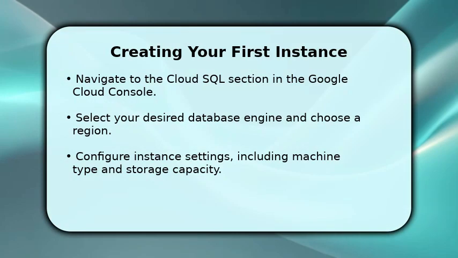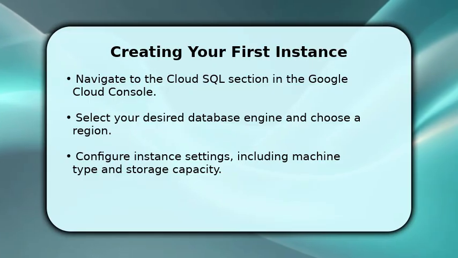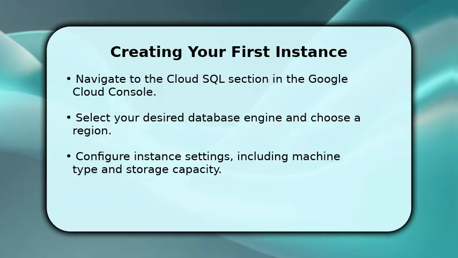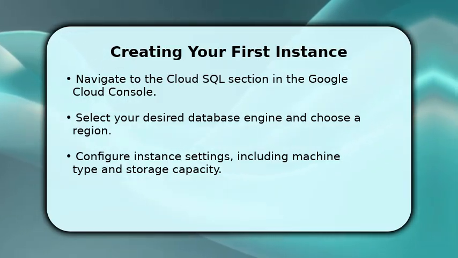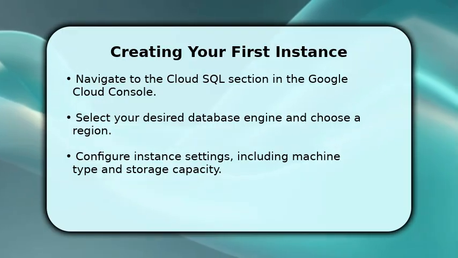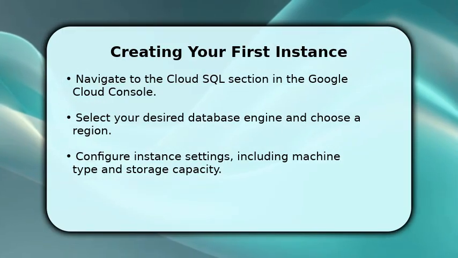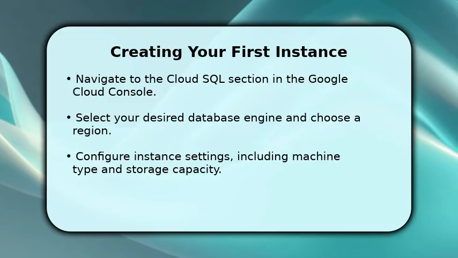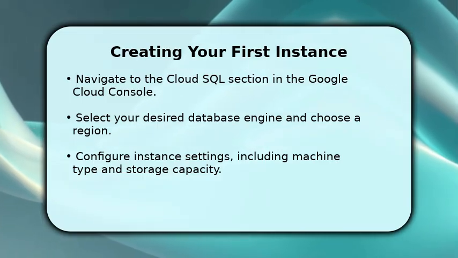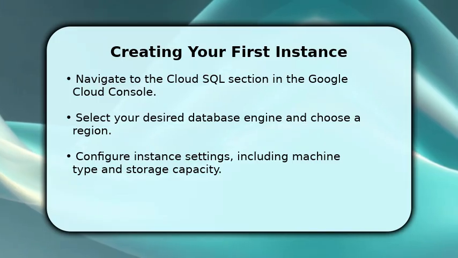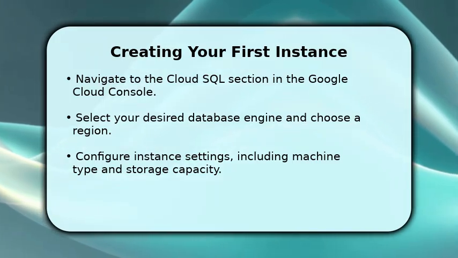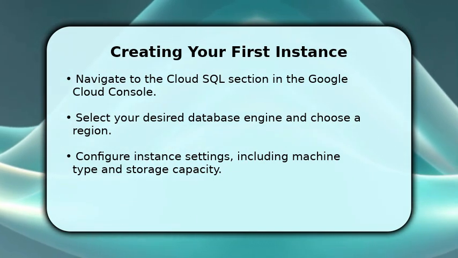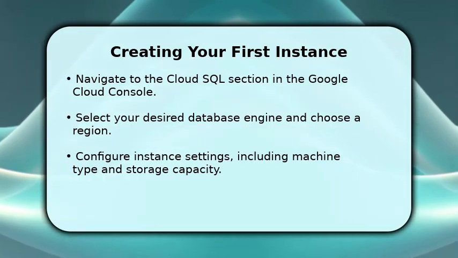To create your first Cloud SQL instance, begin by navigating to the Cloud SQL section within the Google Cloud Console. You will then select your preferred database engine, such as MySQL or PostgreSQL, and choose a suitable region for your data. Next, configure essential instance settings like the machine type and storage capacity, which can range from 10 gigabytes to 64 terabytes. Finally, set a strong root password for your database user to ensure security.